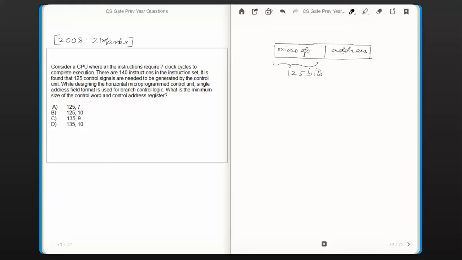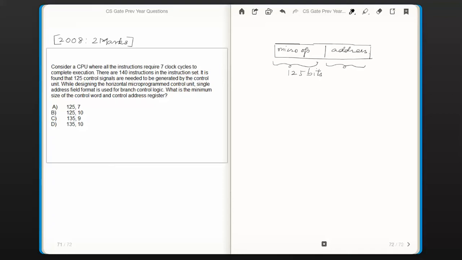Now this address field would be for addressing or getting the next micro instruction to be executed. So we need to find out the number of bits in this address field. So from there we can find out the total width of this micro instruction, right? So what would be the width of address field? And for that we need to find out the number of micro instructions to be stored in the control memory.